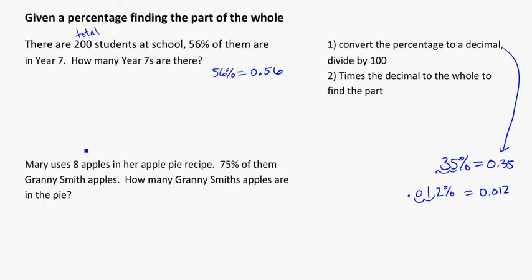And now what we're going to do is times that decimal by the whole. So 200 times 0.56, and we put that into our calculator, we get 112. So 112 year 7 students.